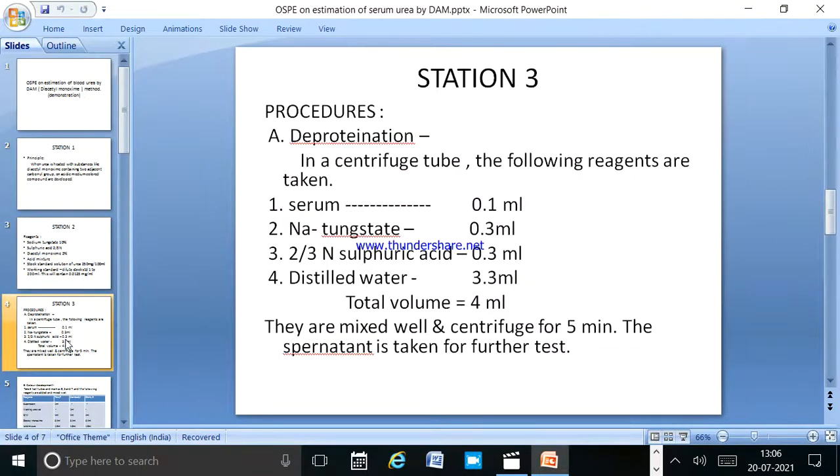Now in another station, you may be asked to write the procedure stepwise, and marks will be given. For the deproteinization step, you may not be asked, but you should know it, because when you do the calculation this idea has to be there, otherwise applying the formula will be difficult. The volume of test we use will be only 1 ml out of the total reaction mixture.